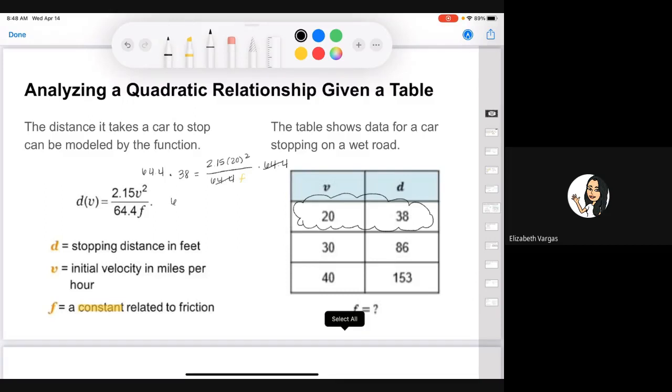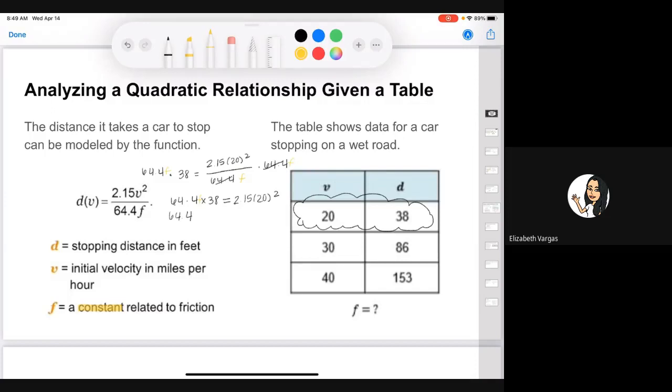So I'm going to have 64.4 times 38 is now equal to... oh, I need to move that. Sorry, didn't put that in. Okay. It's now equal to... I can solve for that. I can solve for that side now.